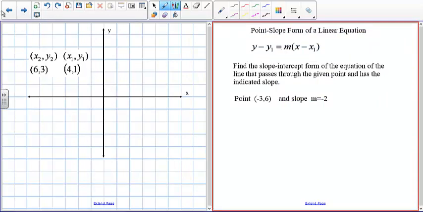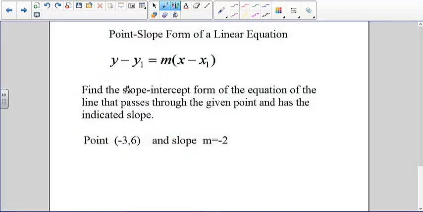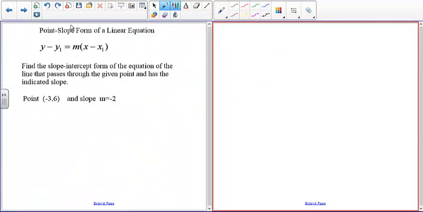Now, in the previous case, I wasn't given the slope. I had to calculate the slope. But in this case, if I'm given a problem where it says find the slope-intercept form of the equation of the line that passes through the given point, this one right here, and has this indicated slope, negative 2, the way you do it is you use the point slope form to get the equation, and then you do the algebra to solve for y, just like we did. So let's go ahead and do this.